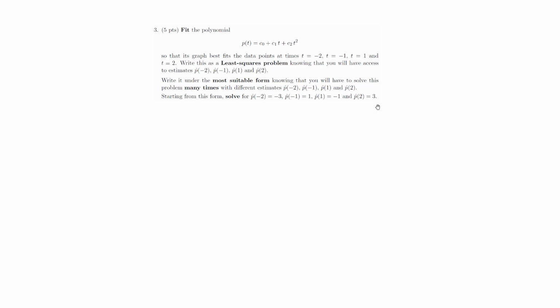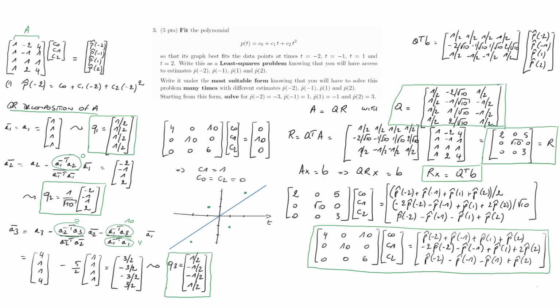So if you're preparing your exam, well, you should pause now and try to do this by yourself. Well, let us have a look at the solution of this problem.